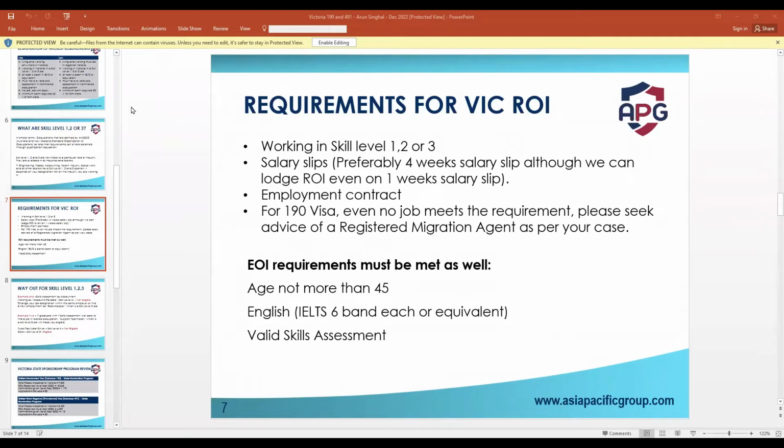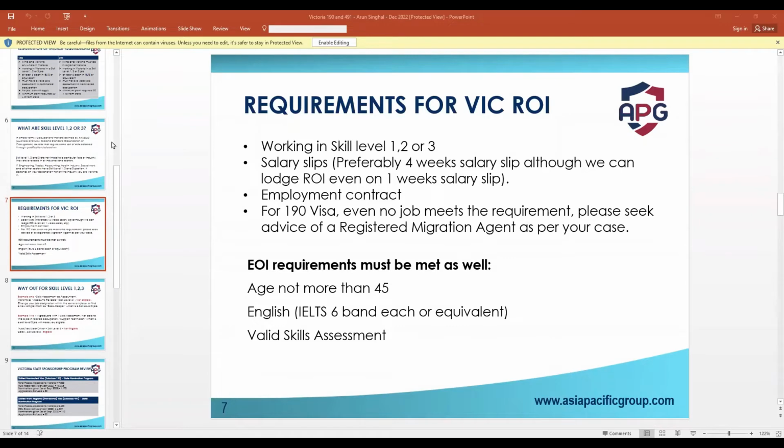So we need 4 weeks of payslips. But even if you have 1 week of payslip, we can still apply. But at least I would reckon that we should have at least 2 weeks, so that even if we get an invitation the next day, we would have another 14 days to lodge the ROI. In that time, we can get another 2 weeks of payslips. So we would need an employment contract.